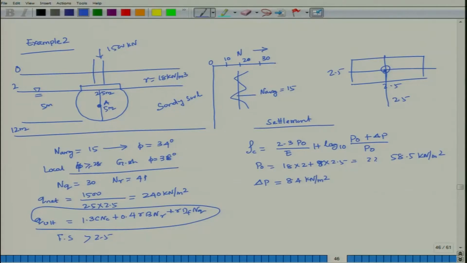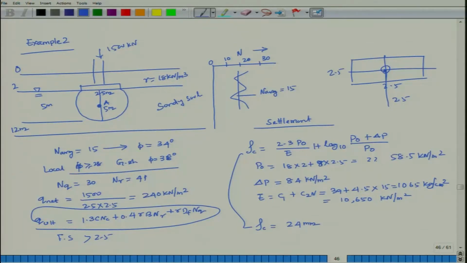So, based on this N value, E can be calculated as C1 plus C2 N. C1 is your 39 plus C2 is your 4.5 into N average, which is 15, which is equal to 1065 kg per cm square, which is equal to 10650 kilonewton per meter square. So, based on this, rho C is calculated as 24 mm.